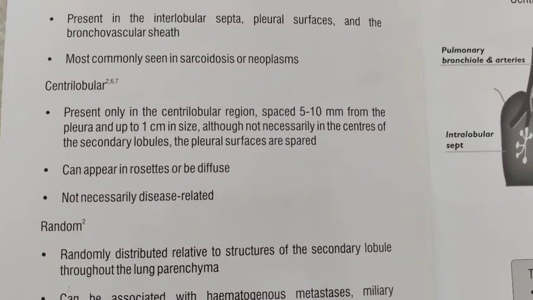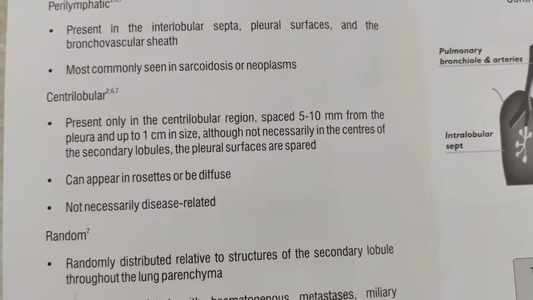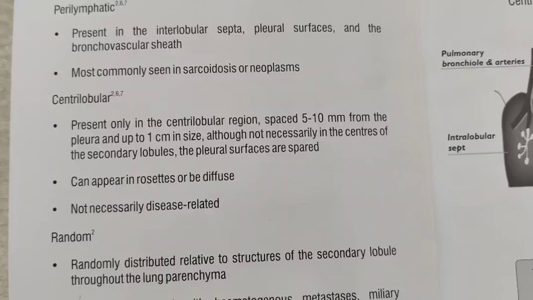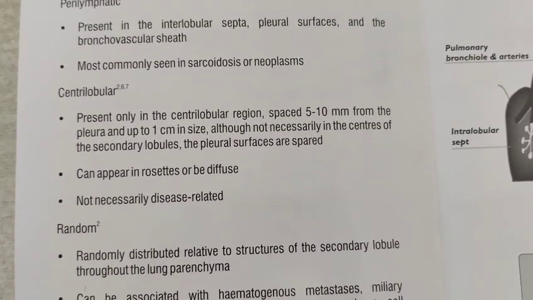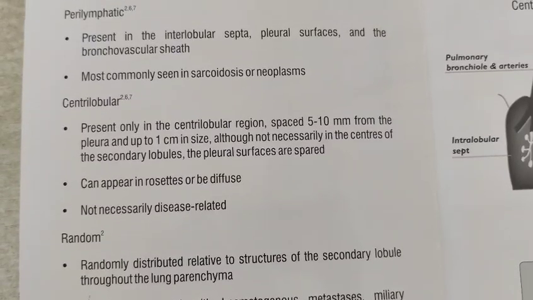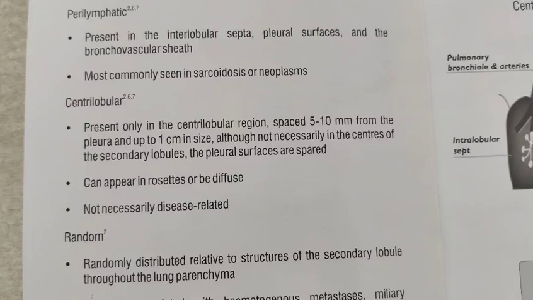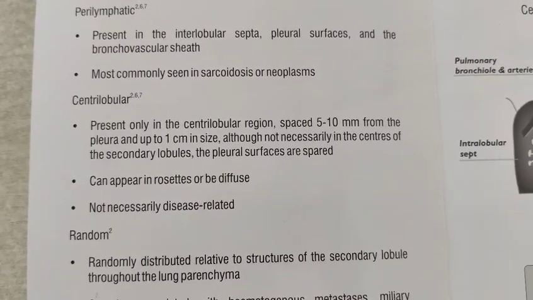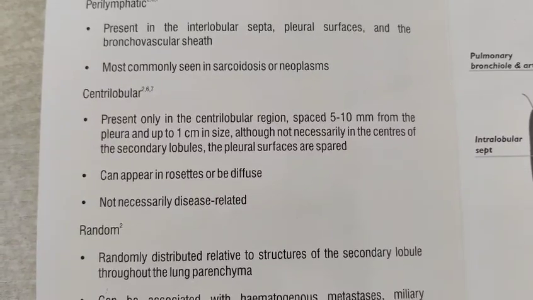Centrilobular nodules are present only in the centrilobular region, spaced 5 to 10 mm from the pleura, up to 1 cm in size. Although not necessarily in the center of the secondary pulmonary lobule, the pleural surfaces are spared. They can appear either in rosettes or can be diffuse, not necessarily disease related.